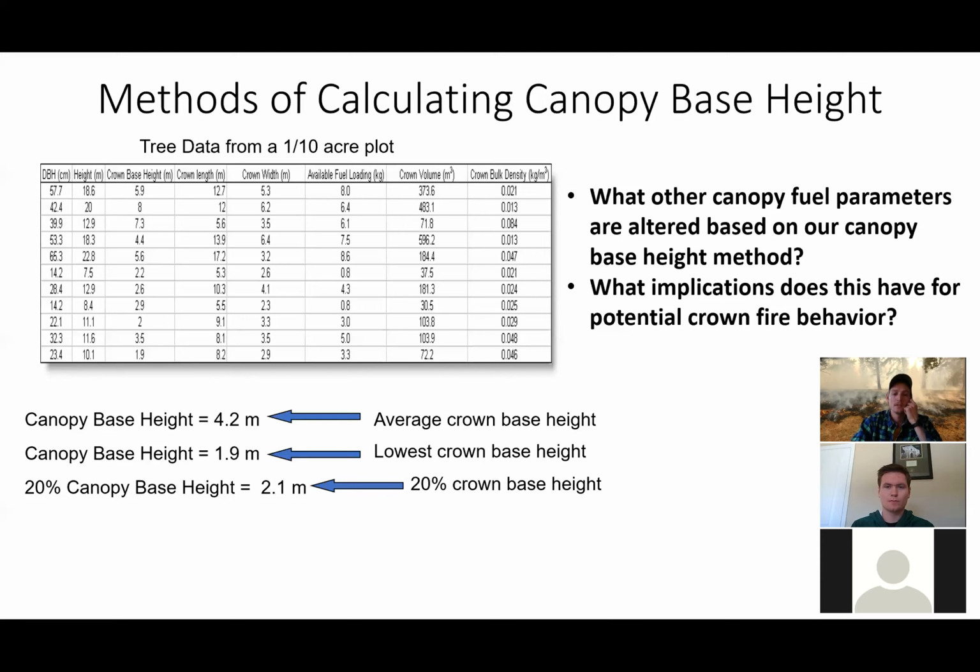So really the point is that this variable in this case would have a contradictory effect. It would say that it would be easier to have passive crown fire or easier to have torching, but more difficult to have an active crown fire. And it's the exact same stand, right? It's just all about what method we use to identify canopy base height.